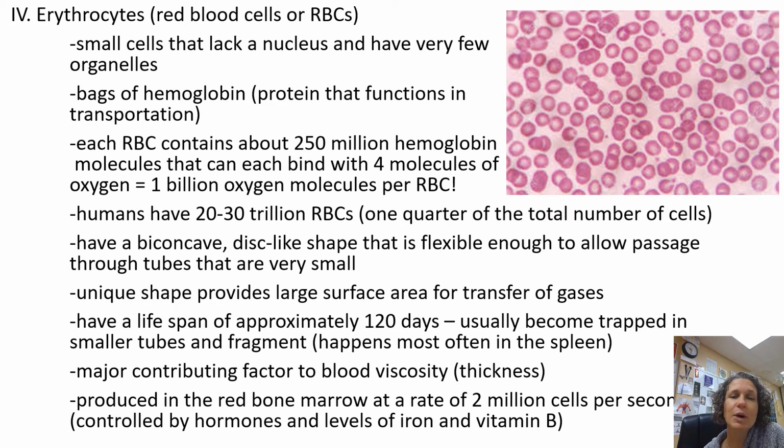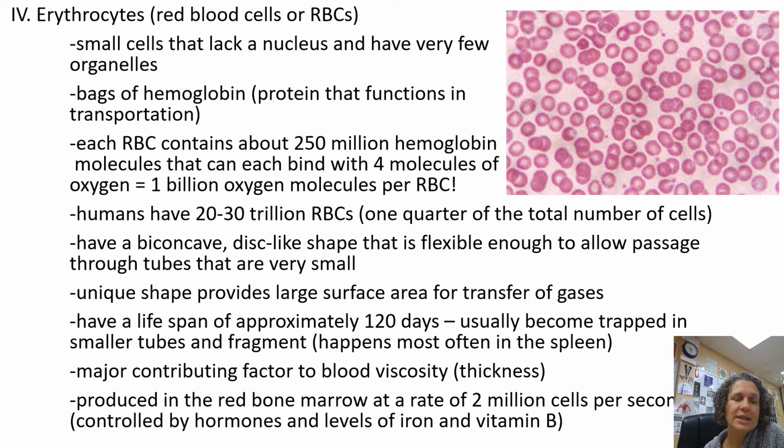And they can each bind with 4 molecules of oxygen, which means that one red blood cell carries about 1 billion oxygen molecules, which totally is weird to me. I can't even visualize that big a number in that small a thing, but there you go. Remember, you've got a lot of cells, and they need a lot of oxygen because you need it almost continuously for cellular respiration. Obviously while you're breathing, but you need lots of oxygen all the time.